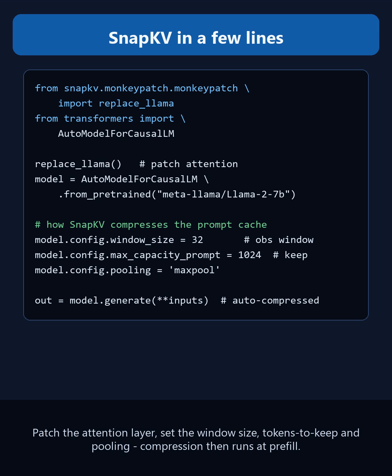In practice, SnapKV ships as a small library that patches the attention layer. You call its replace function for your model, load the model as usual, then set a few config values: the observation window size, the maximum number of tokens to keep from the prompt, and the pooling type. From there you generate. Normally the compression happens automatically at prefill, with no change to your training.